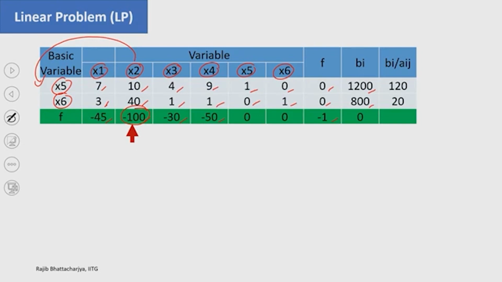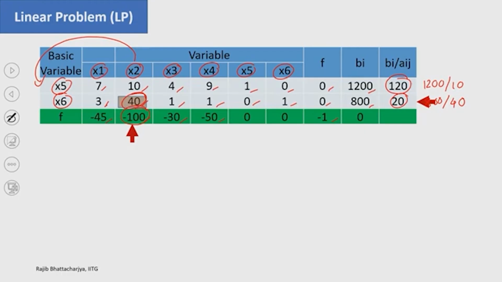So, I have to look at the b by a i j ratio. This is 1200 divided by 10, so I am getting 120, and this is 800 divided by 40, so I am getting 20. Okay. So, what I have to do here? I have to take the minimum one, that means 20. So, therefore, this is my pivoting element.